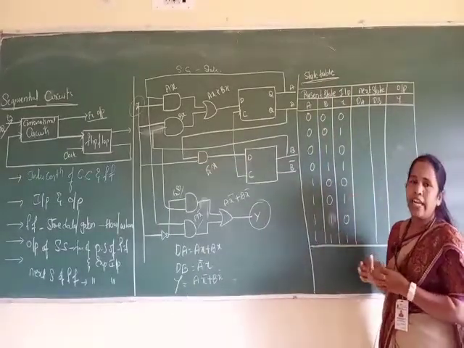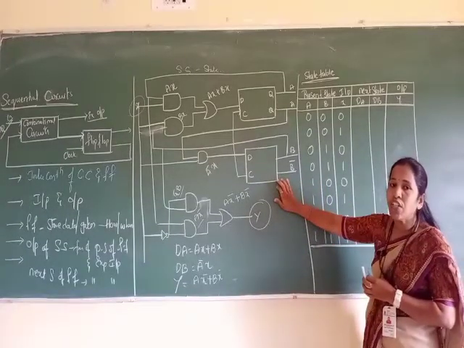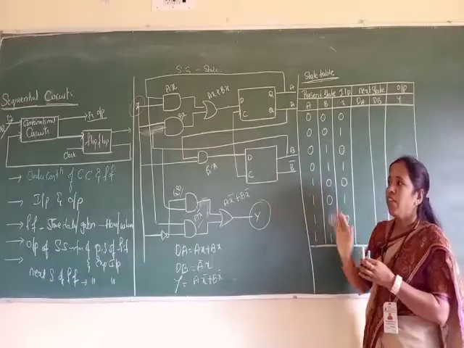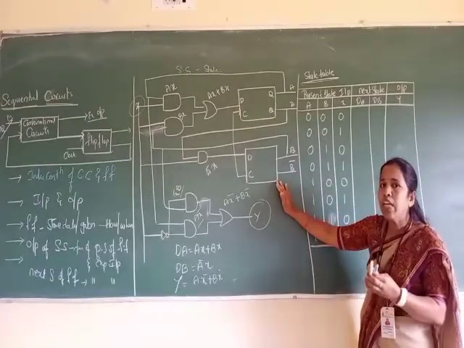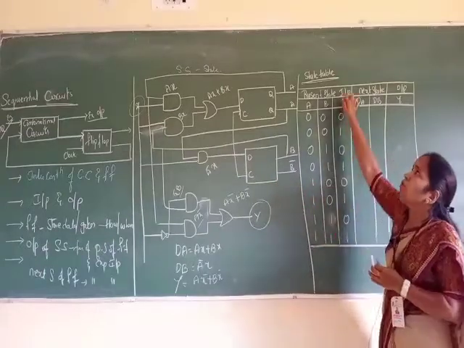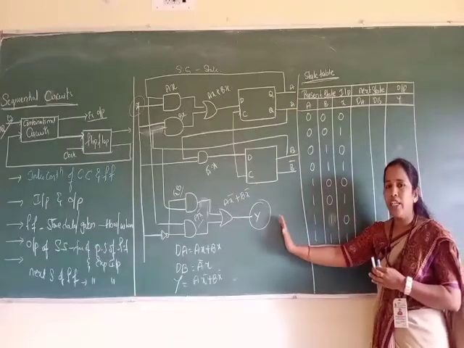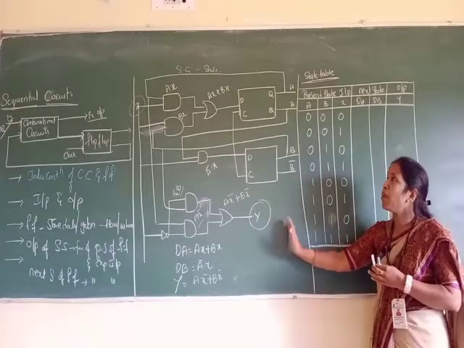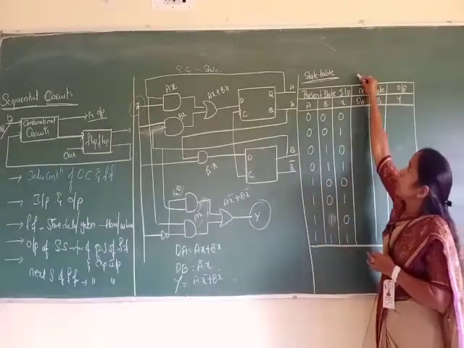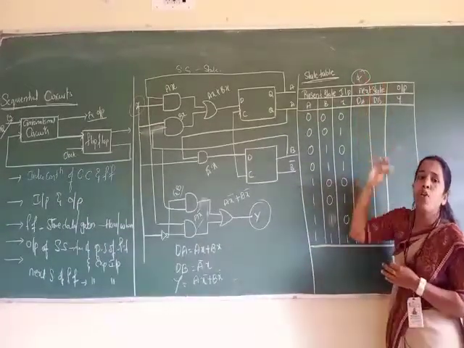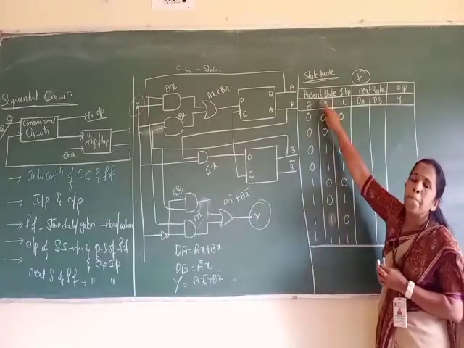Now what is the state table? It is a graph, the specification of a sequential circuit. The specification of a sequential circuit is expressed in terms of the state table, which includes 4 sections. Under that, the first section is considered as the present state.